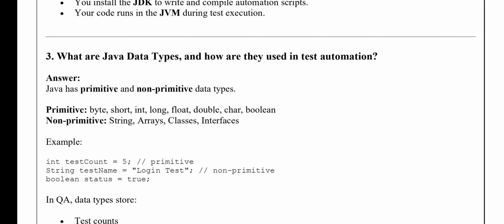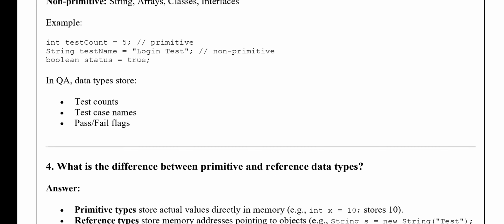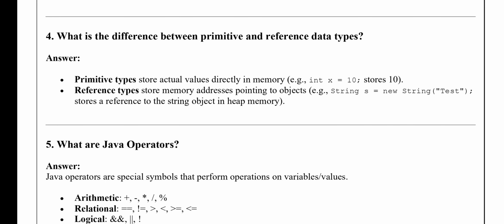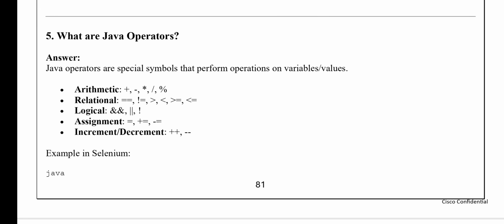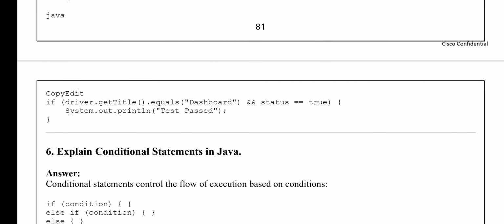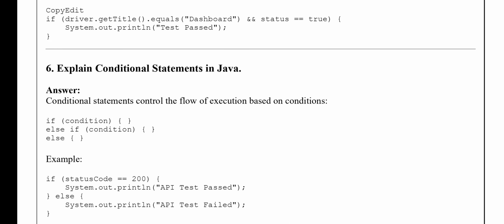What are Java data types and how are they used in automation? What are the differences between primitive and reference data types? What are Java operators? Okay, explain conditional statements in Java.